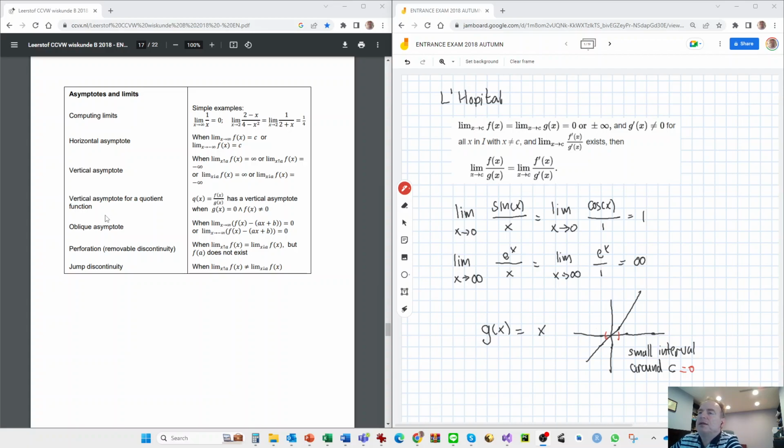And another possibility is that a function has an oblique asymptote. That means if you take the limit of the function minus the expression of a line and find that this goes to 0, then it has an oblique asymptote. The same for if x goes to minus infinity. So this you need to remember.